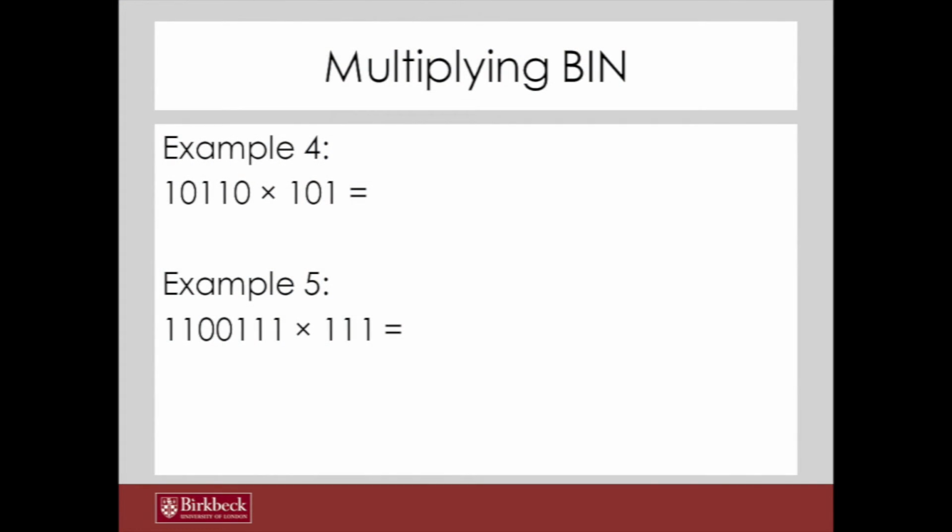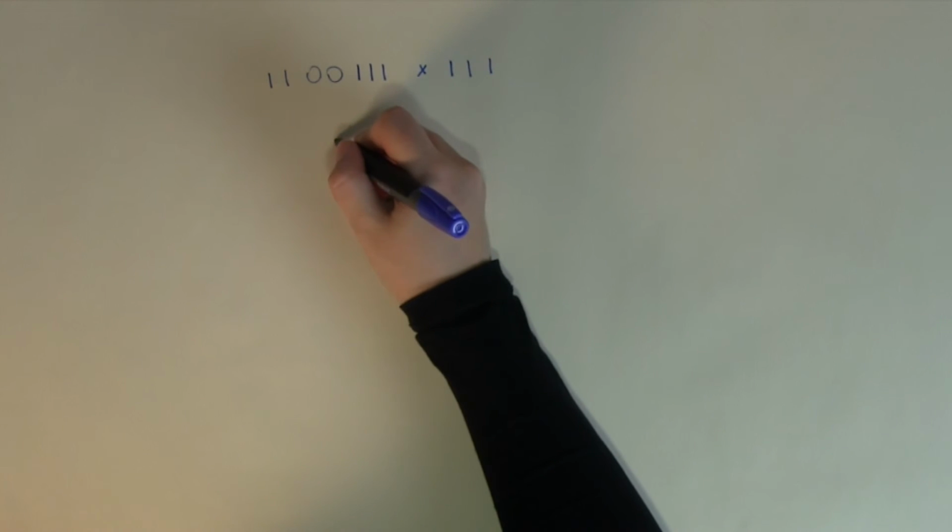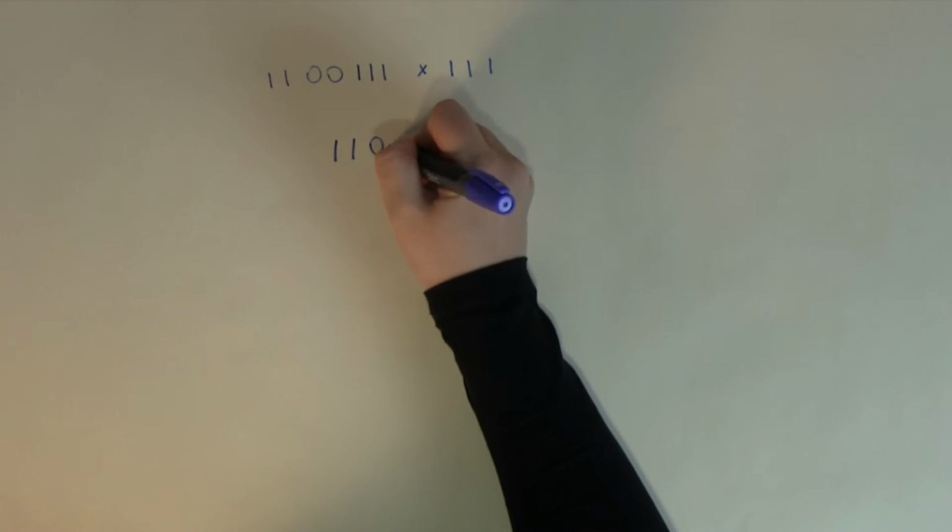Now let's look at the last example. 1 1 0 0 1 1 1 multiplied by 1 1 1. Okay, so copy the numbers one under the other.